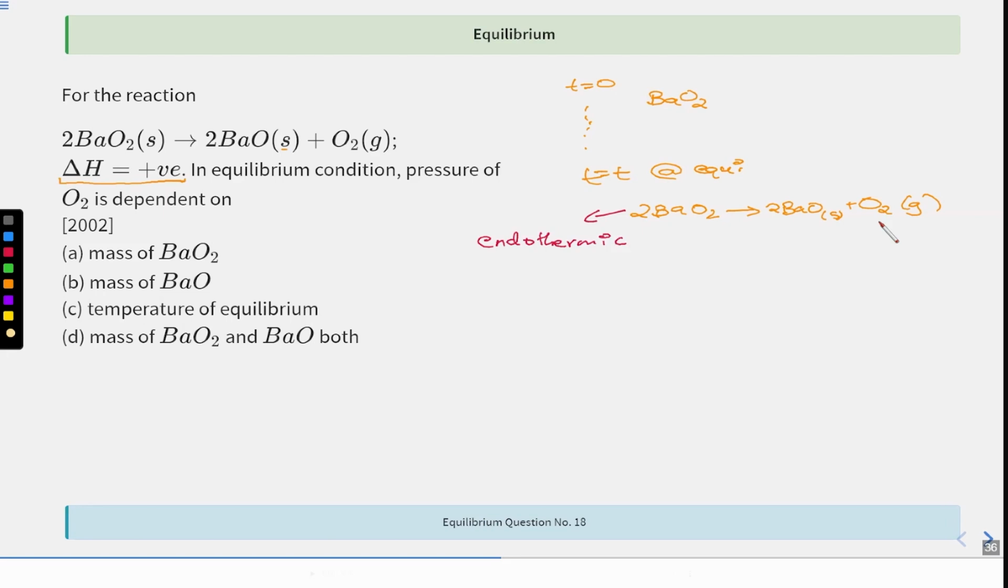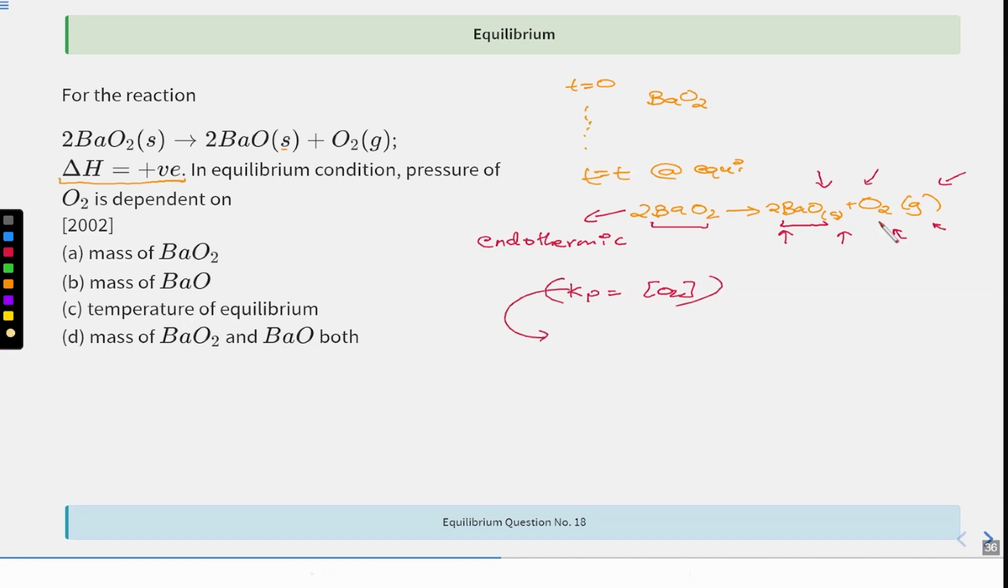Okay, so it's an endothermic reaction, meaning that it starts absorbing heat. Now they are asking what the pressure of O2 is dependent on. If we look at the equilibrium constant Kp, where P is for pressure, it will be just O2, because this is a solid and even this is a solid, so we will not include these. We only include gases or solutions, right? So the partial pressure of O2 just depends on K.